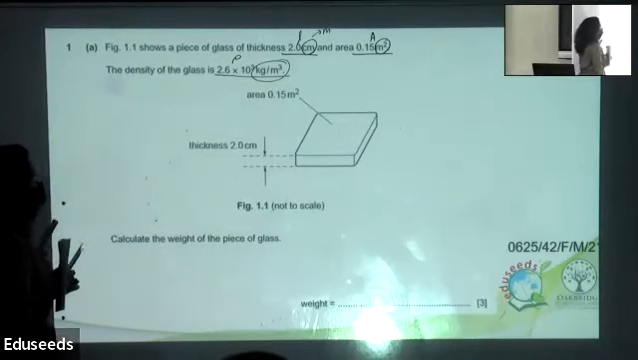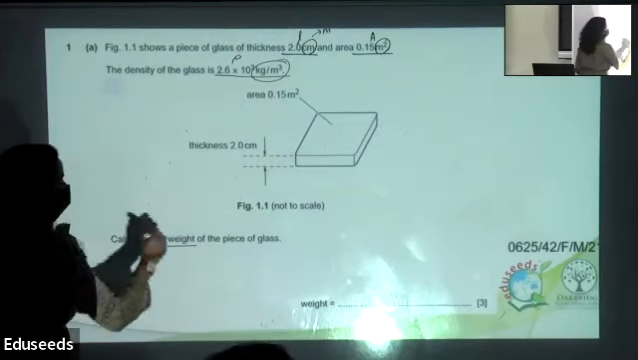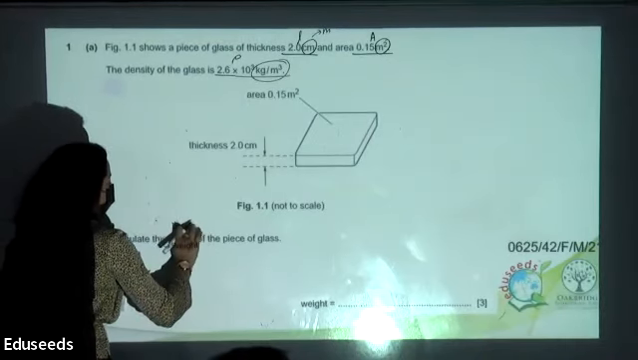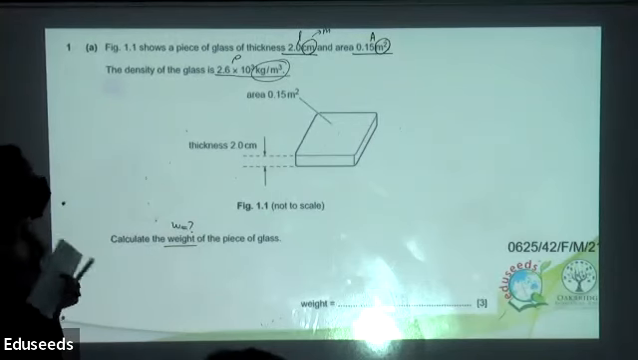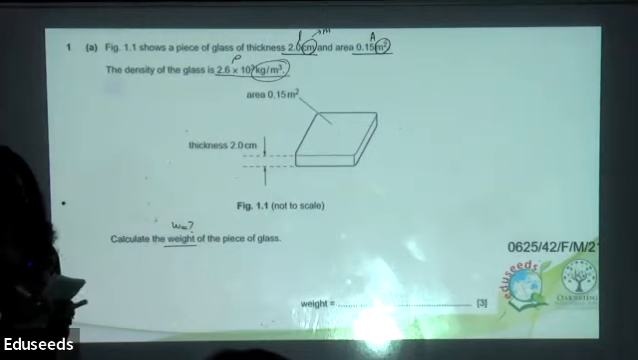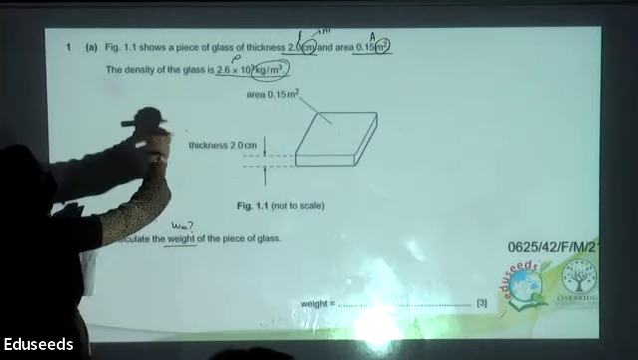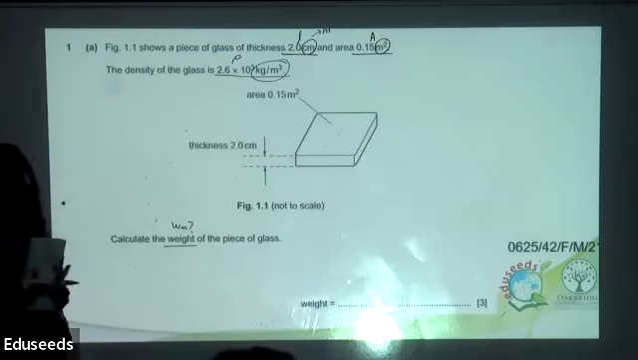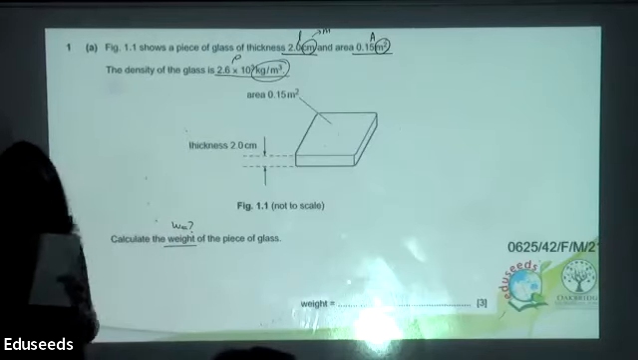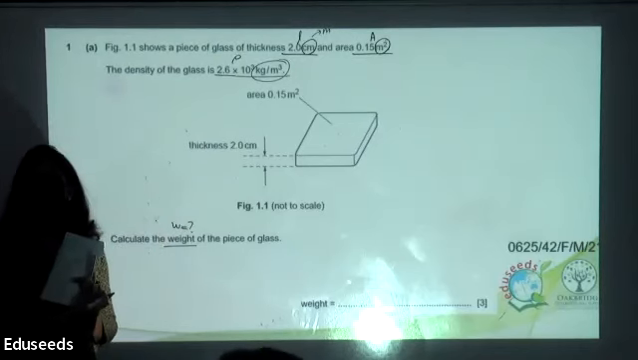Calculate the weight of the piece of glass. You have to find the weight, W question mark. Now you have already underlined, read the question, extracted the information. Next, what do you have to do? Write the formula or equation. To find the weight, you must have mass. To find mass, you must have density and also volume. But the volume is not given directly, but you still can find it out.